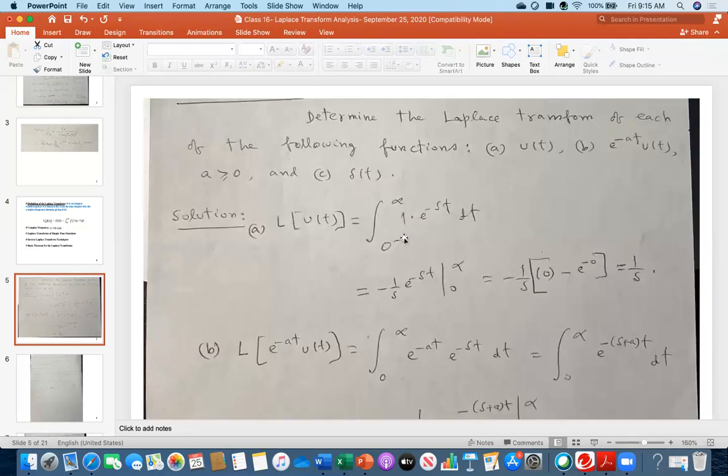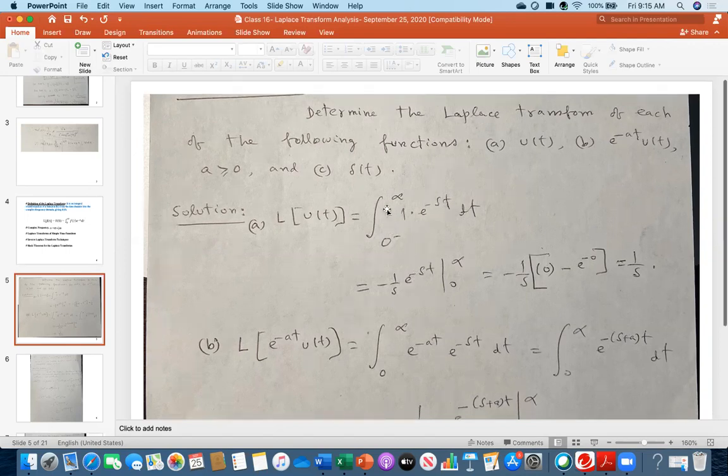Here you see exactly I am doing that, 0 to infinity. For u(t), the value of the function is 1, times e to the power minus st. And then you see the next line, I am making the integration. You all know from calculus that integrating e to the power minus st gives minus 1 over s times e to the power minus st. Because this is a definite integral, put the limits, lower limit and then upper limit infinity.